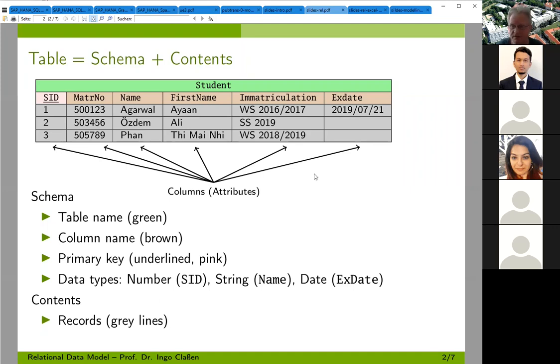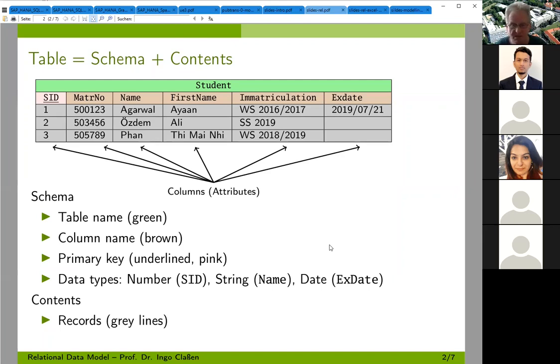Professor, sorry to interrupt you. But no problem, just do it. So in the data types, we have number, string, and date. Do we have any other type apart from these three? Yeah, a good question. These are the most prevalent ones, the most prominent ones.